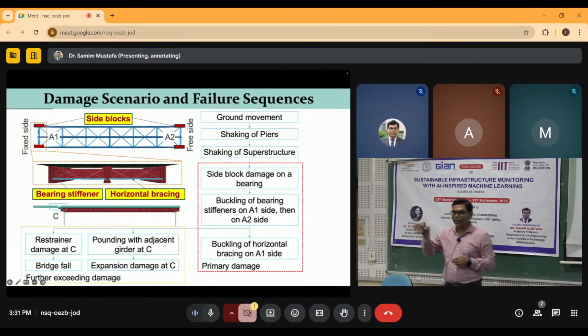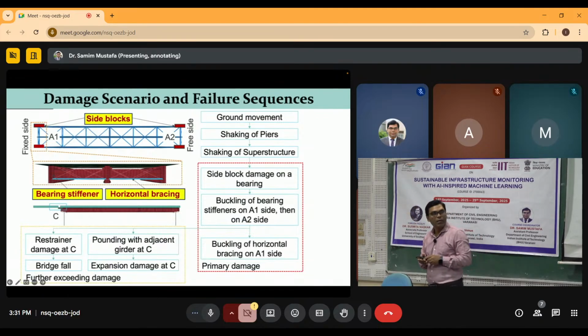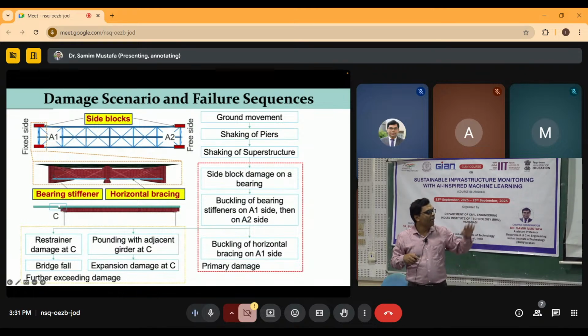So if there is a failure during a major earthquake and some damage has occurred, they should stop the vehicle in real time by giving a warning message on the display board, so that the inspection team can go there to inspect. Please don't travel. If you permit travel, further damage could occur due to the movement of the vehicle, in addition to the earthquake. So these are the ways you can design.